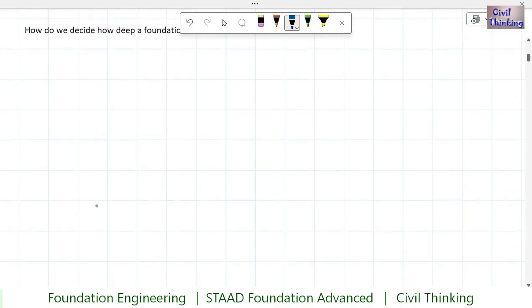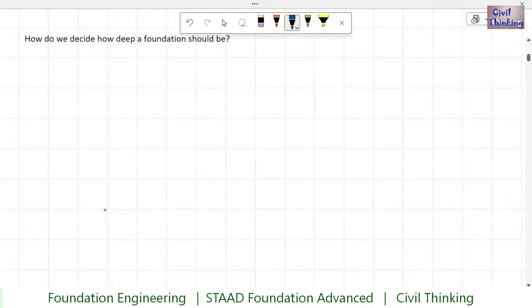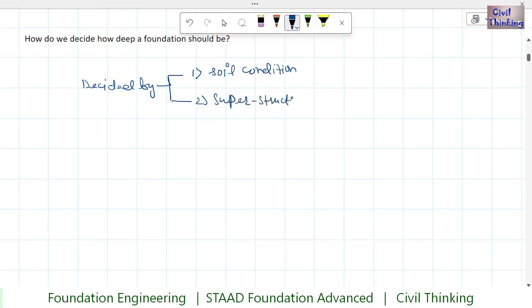Now how much should be the depth of foundation? The depth of foundation depends on the soil conditions, and it also depends on the superstructure load. So how do we decide the depth of foundation? It is decided by two things. First is the subsoil condition, and the other is the superstructure load.